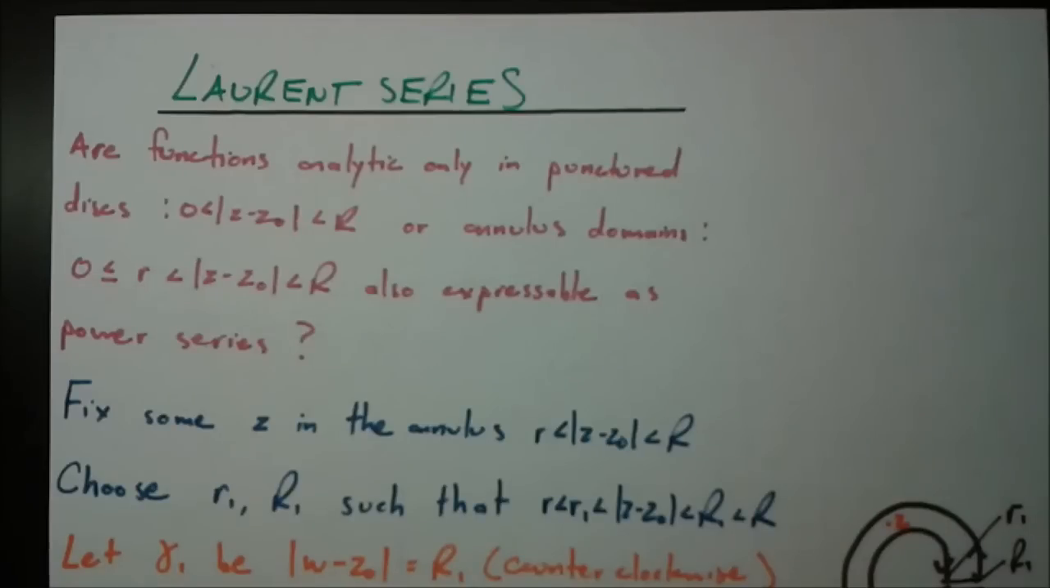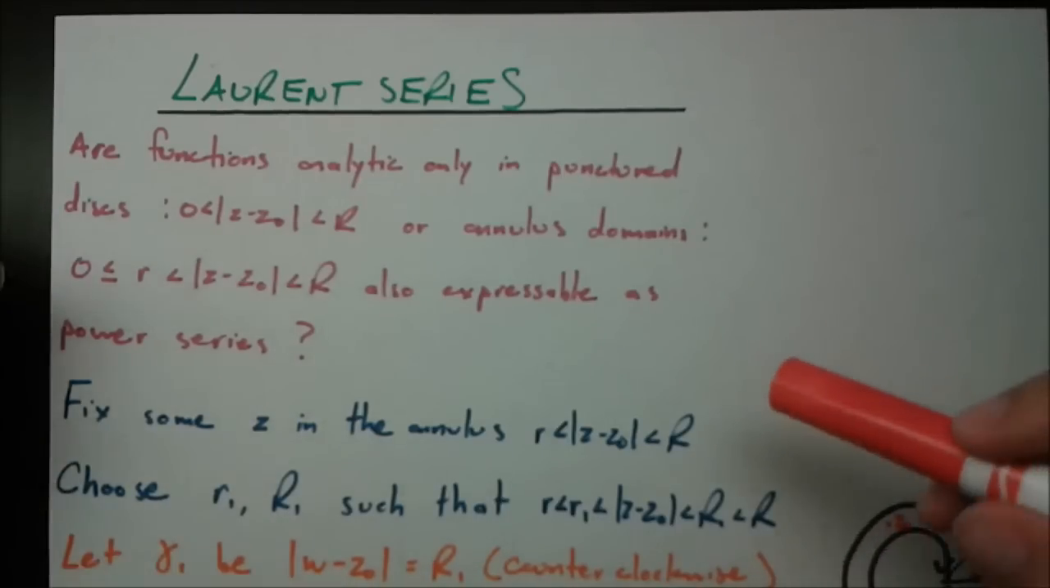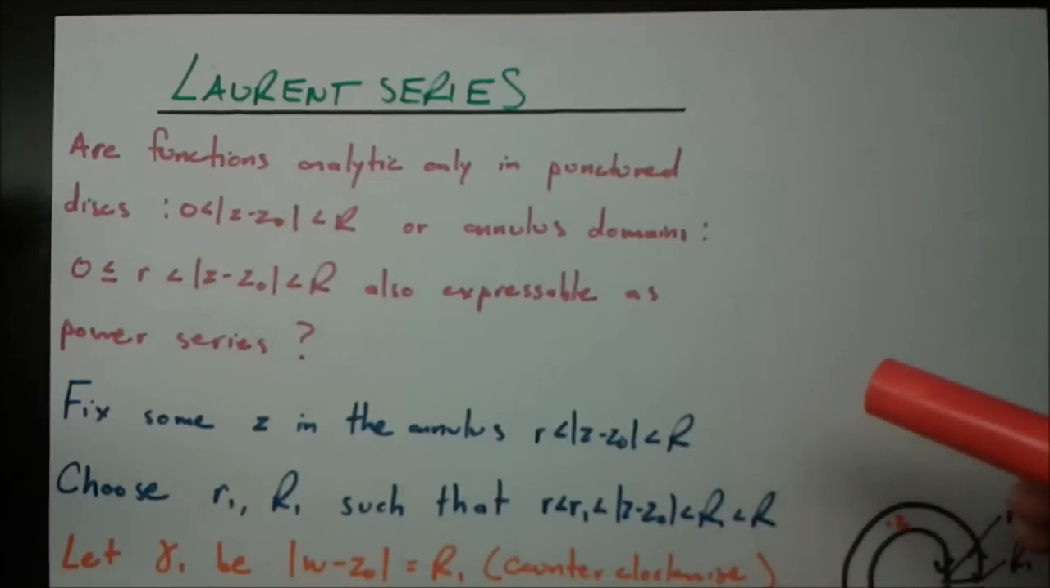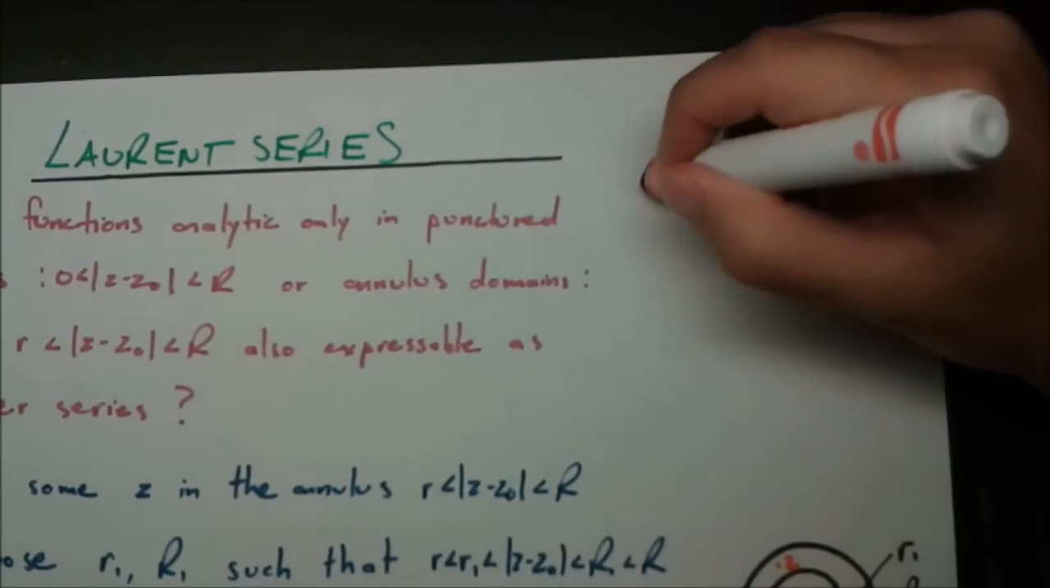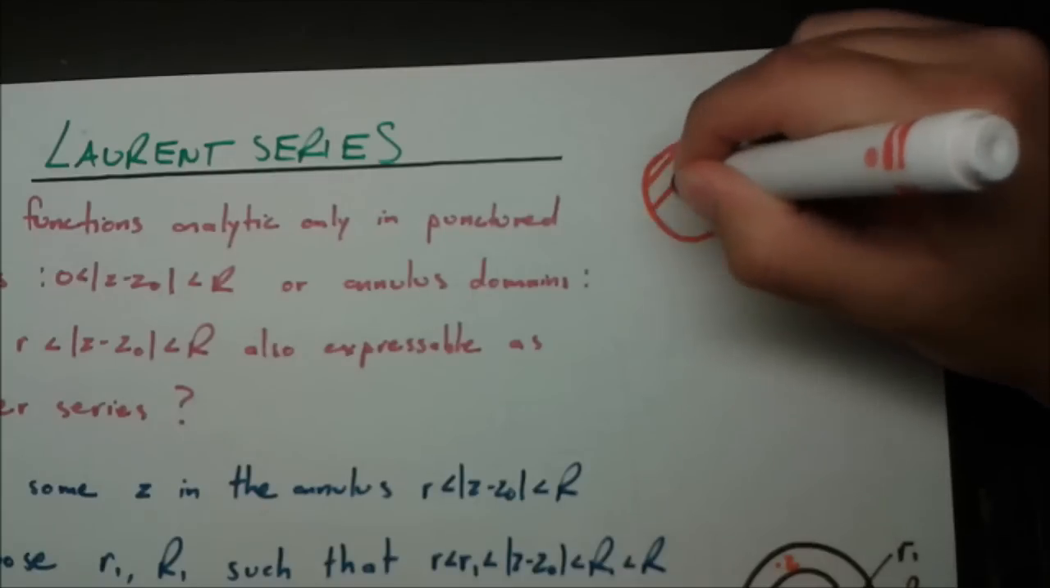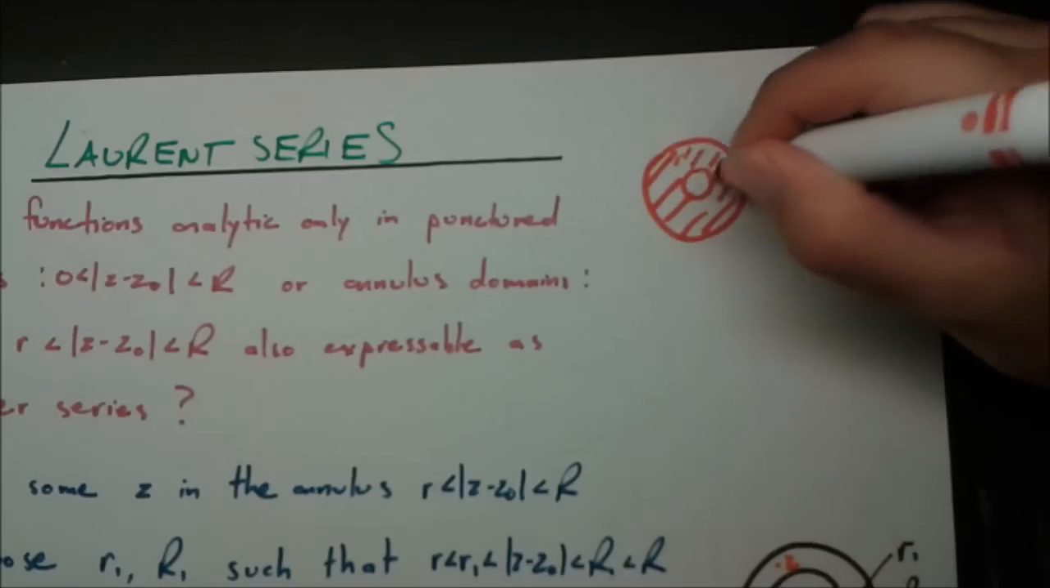This video on Laurent Series is motivated by one simple question, and it's written here in pink. We know that functions that are analytic inside a disk have a power series inside that disk. But what about functions that are analytic only inside an annular domain? If you remember what an annular domain is, it's basically like a ring or a donut. It's only the inside, so it's excluding this hole right here.